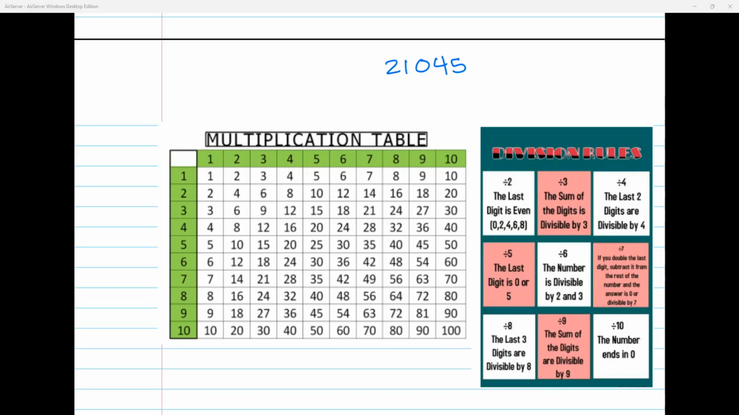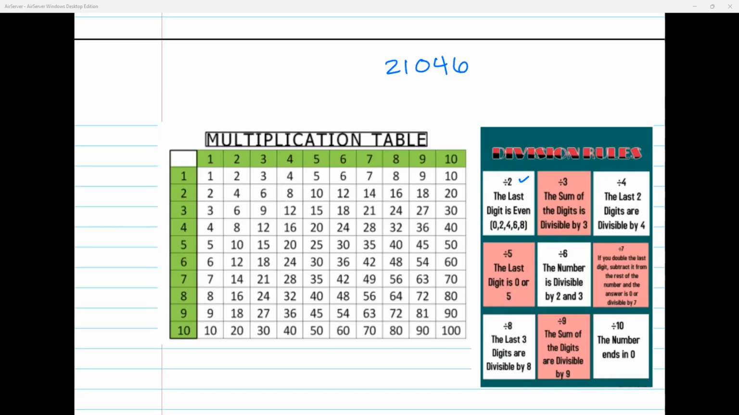Okay, so division rules. How do I know if a number is divisible by 2? According to these rules, a number is divisible by 2 if it ends in an even number. That is to say, if it ends with a 0, 2, 4, 6, or 8, then I know it's divisible by 2. When I look at this big number, I see that it ends with a 5. 5 is not even, therefore, this is not divisible by 2. Why? Because this is a 5. If this would have looked like this, now, because it ends in an even number, then I know it's divisible by 2. Most students are pretty good with the divisible by 2 rule. That one is no problem.